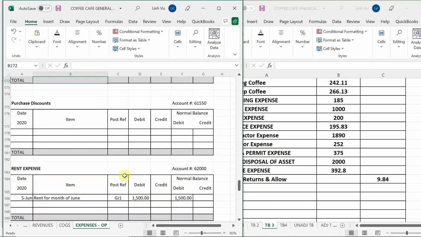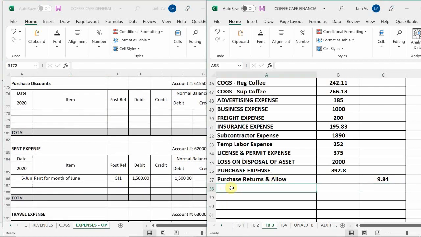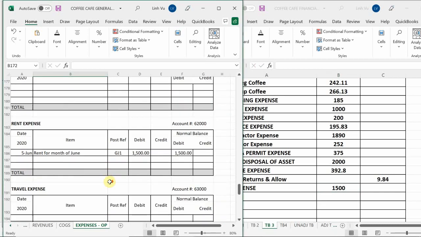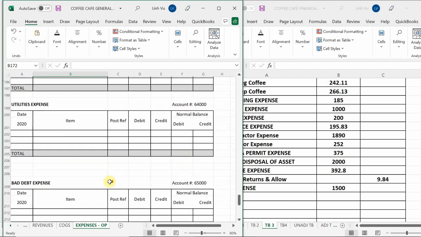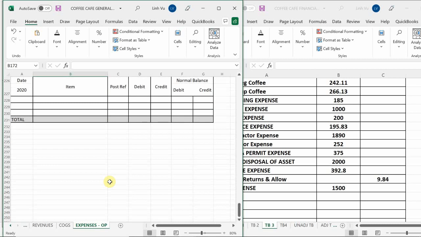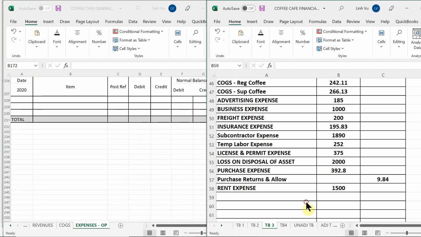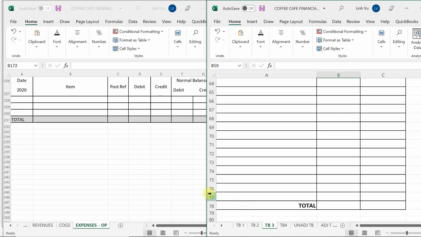No purchase discounts yet. Rent expense. $1,500. Okay. Travel expenses, none. Utilities expenses, none. Bad debt, depreciation, advertising expense, none. So now we are finished with our trial balance here.